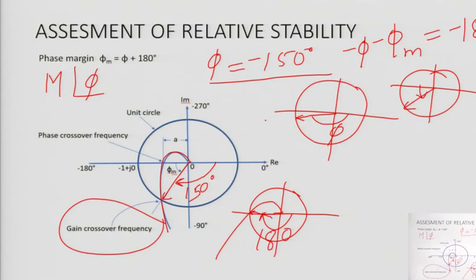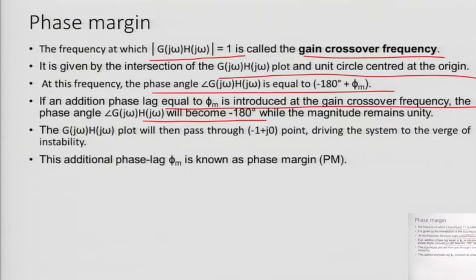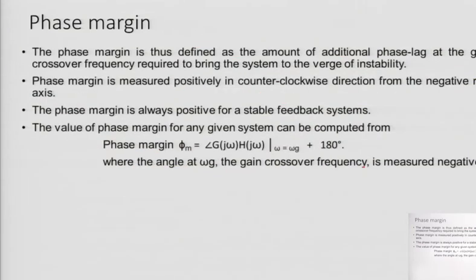The magnitude will already be at unity, it is understood, because when the phase angle is at minus 180 degrees, the g j omega plot will then pass through the minus 1 plus j 0 point, driving the system to the verge of instability. So, this additional phase lag is known as the phase margin. The phase margin is defined as the amount of additional phase lag at the gain crossover frequency required to bring the system to the verge of instability.